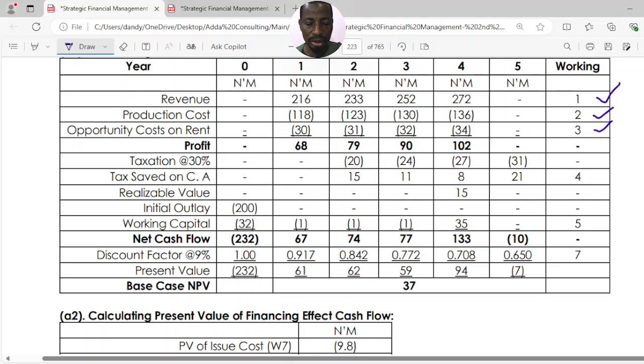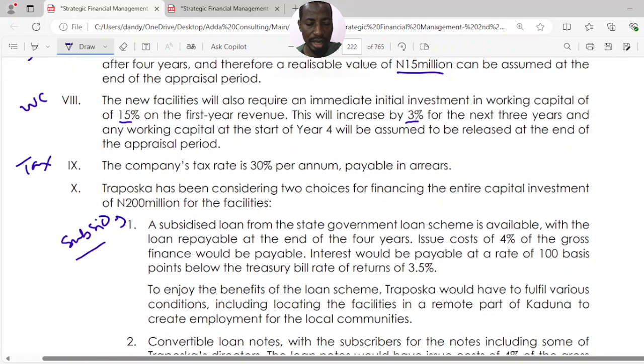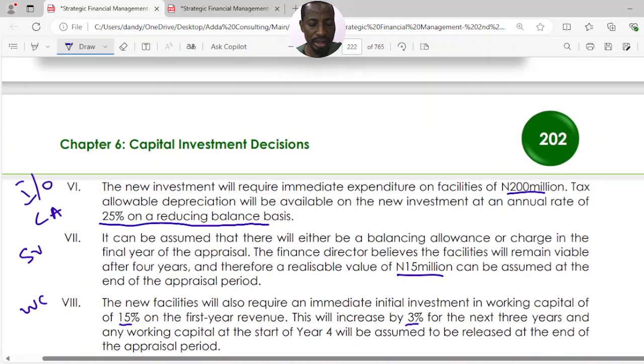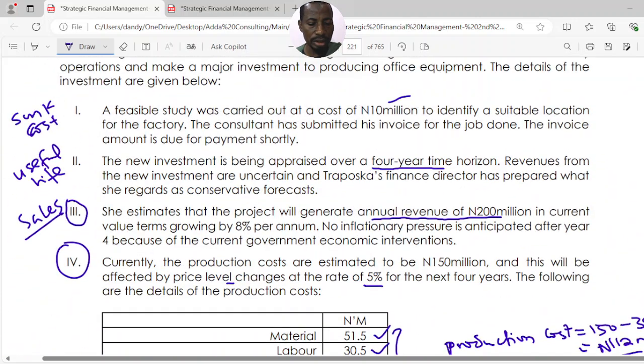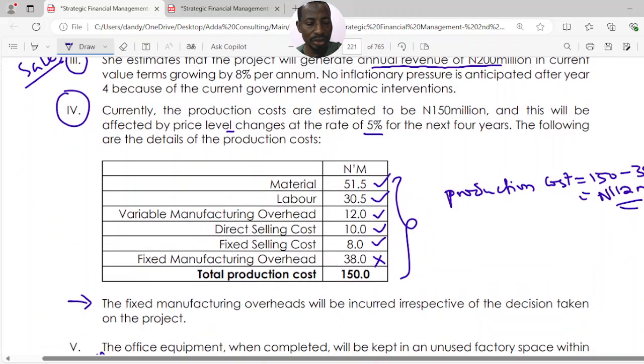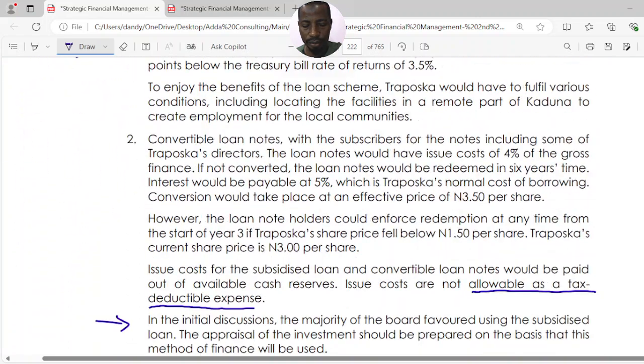Then let's go back to the question to see if there are other relevant cash flows that we need to consider. Of course, when I was reading it, there is no other one. The only one we have is the sunk cost, which of course the feasibility study report is a past cost. Therefore, that one is irrelevant. There is no other cash flow again. So let's move to the next one.